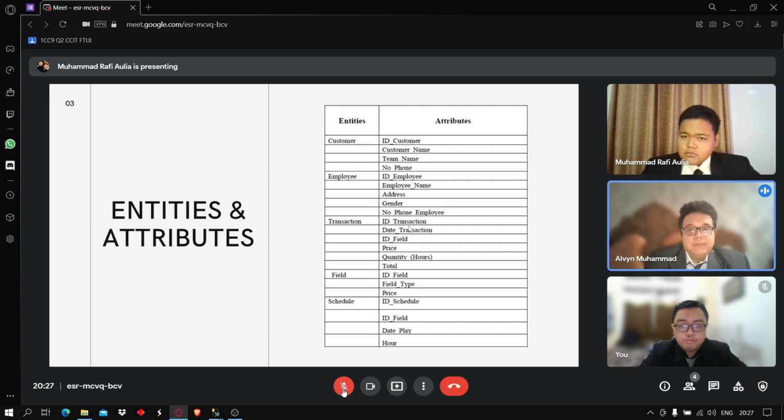And for the entity employee, there is ID employee, employee name, address, gender, and number phone employee. And there is transaction: ID transaction, date transaction, ID field, price, quantity, total. And for field, there is ID field, type, and price. And lastly, there is schedule, which is ID schedule, ID field, date play, and hour.